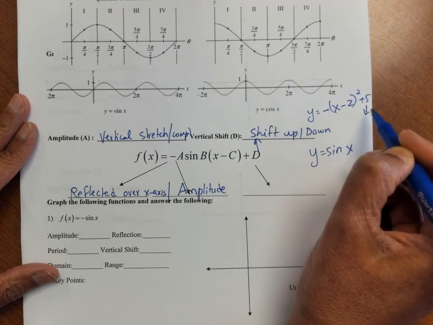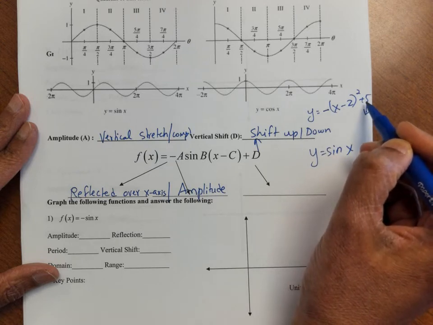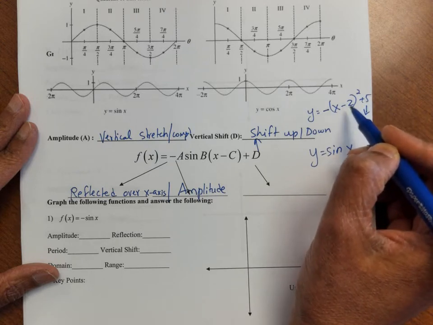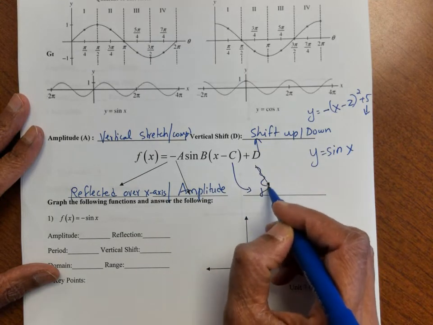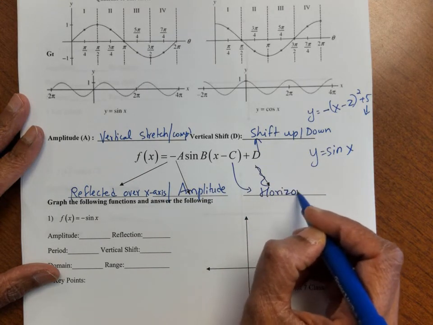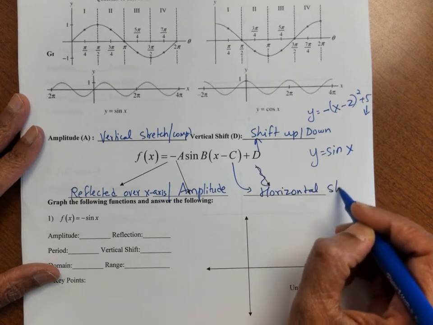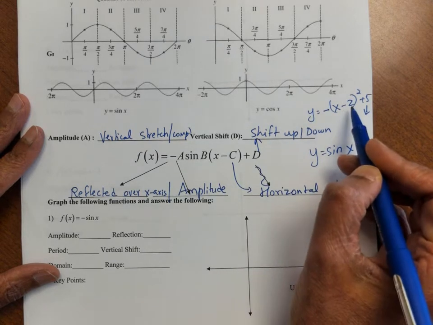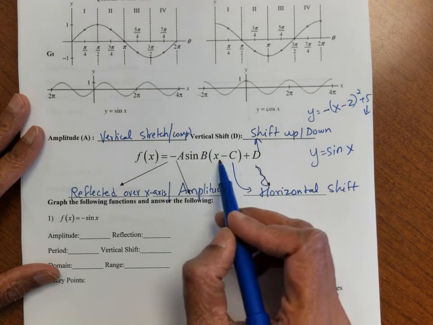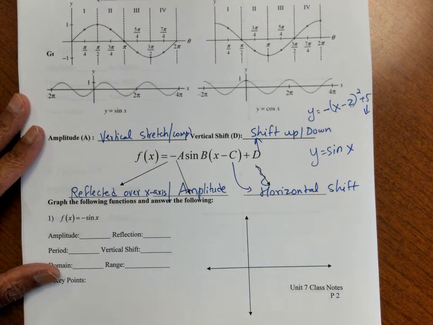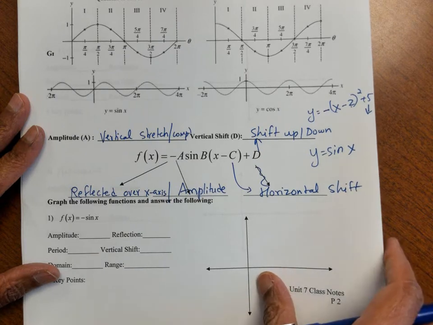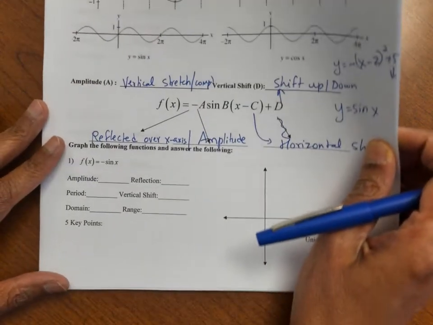What is this? Remember, my vertex has moved 5 units up. It moves 2 units back, and we don't talk about that. So instead of D, we will write C. C is the horizontal shift. This 2, right? The number along with x correlates with this C. So C is nothing but the horizontal shift.